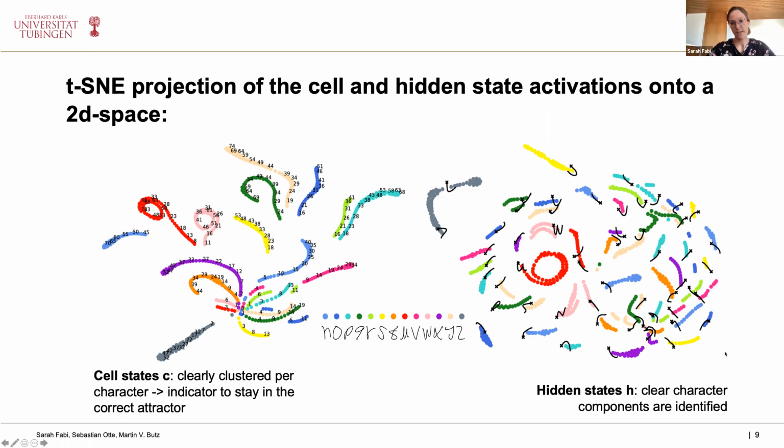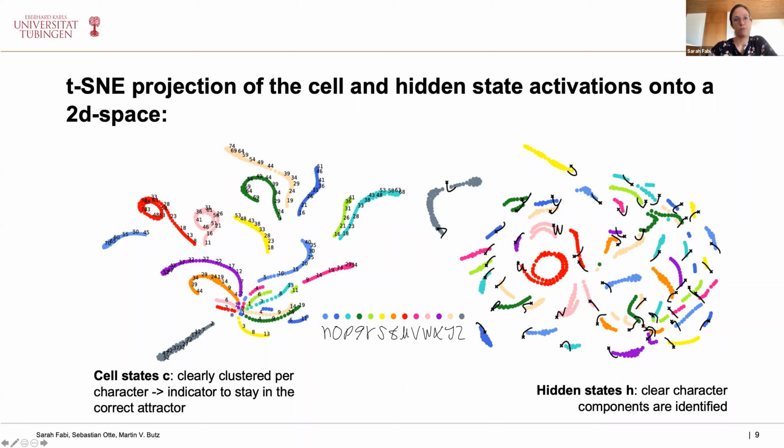So it seems like the hidden states really have these character components that are identified there, and therefore probably it needs the cell states to remind it, like you're drawing an N and you're still drawing an N, and you take another component but you're still drawing an N, something like this.